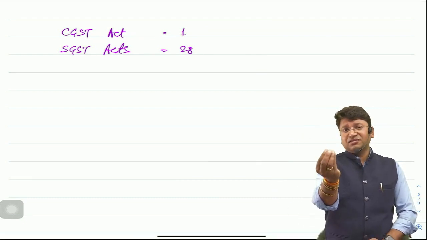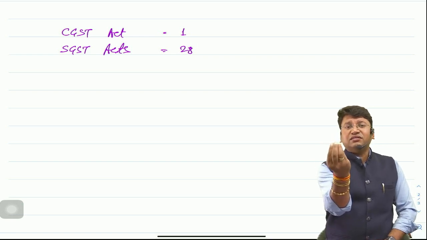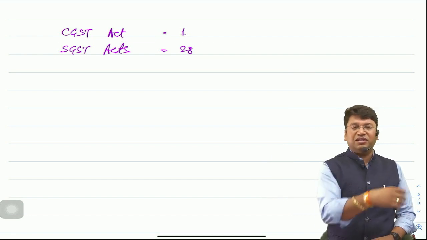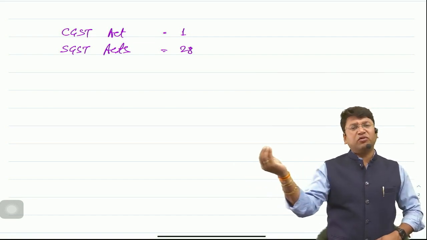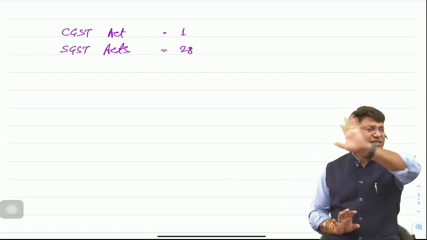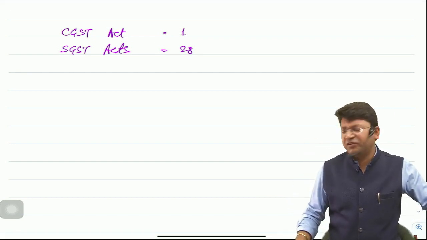The difference is, in the CGST Act, the meaning of government is central government, and in the SGST Act, the meaning of government is the state government. And a few transitional provisions which were there at the time of introduction of GST were different. That's it. Otherwise, absolutely each and every section, subsection, everything is the same.